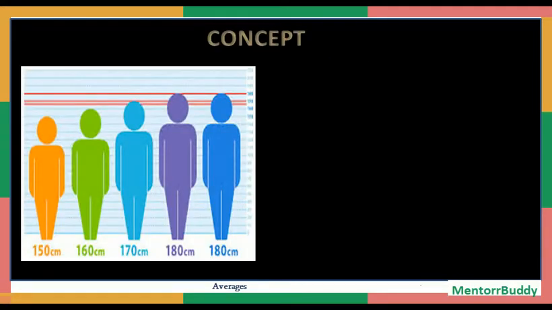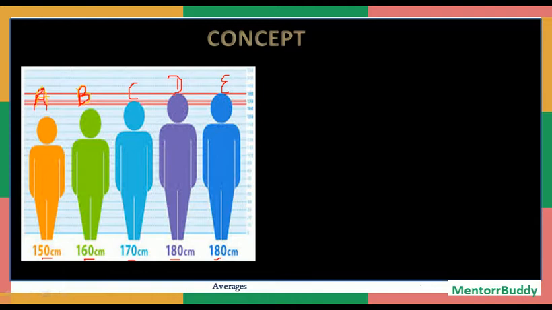So we can see 5 people are present here in this group. Let's say the first person is A, second is B, third person is C, D and E. So presently we can see the respective heights, that is in centimeters, of all the people are different. That is 150, 160, 170, 180 and again 180. And let's say the question arises that what is going to be the average age of these people.